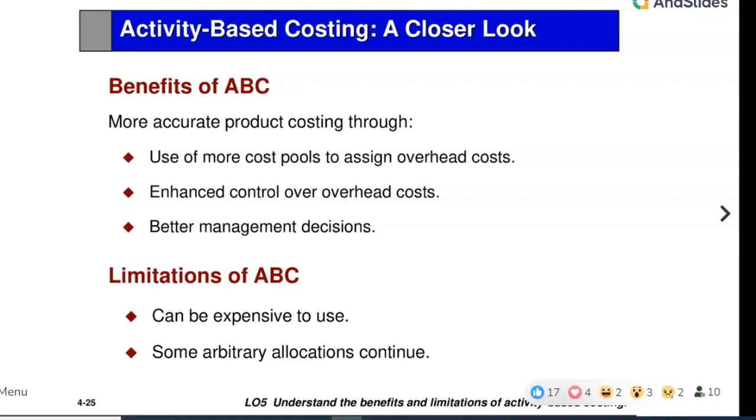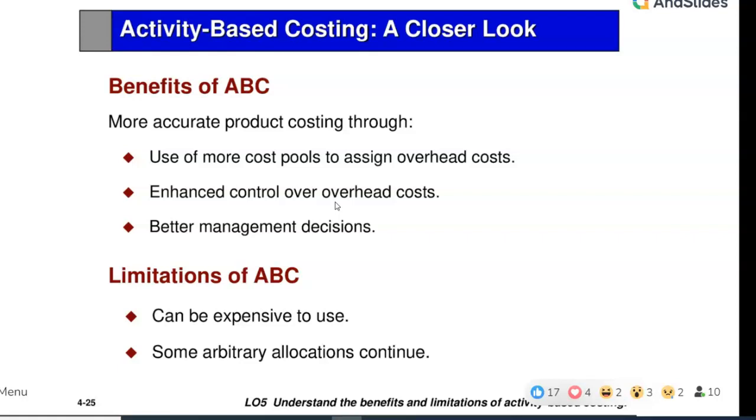Now, the benefits of ABC: we have more accurate product costing because we're using more cost pools to assign the overhead. Therefore, we have better cost control over the pools and we have better decisions. Now we realize that the number of times a product is moved from one area to another incurs a cost. So if we can cut down on the number of times an activity is performed on the shop floor, on the production area, then we can cut down on the costs. That's a whole new thing in management.